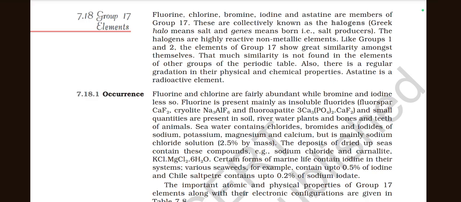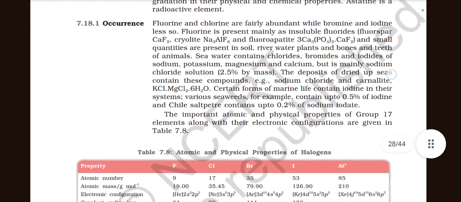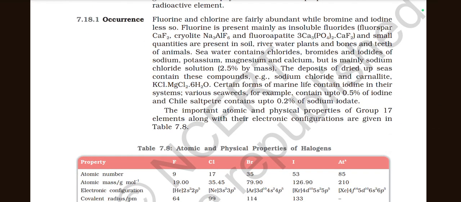Astatine is a radioactive element of rare occurrence. Fluorine and chlorine are fairly abundant, while bromine and iodine less so. Fluorine is present mainly as insoluble fluorides, and small quantities are present in the soil, river waters, plants, and bones and teeth of animals. Sea water contains chlorides, bromides, and iodides of sodium, potassium, magnesium, and calcium, but it is mainly sodium chloride solution.